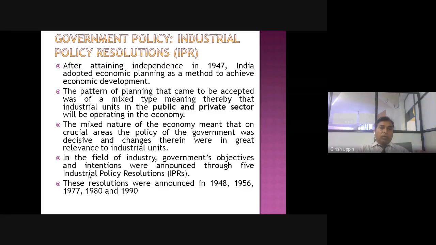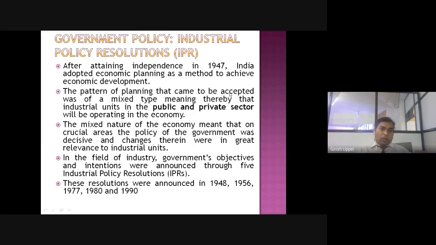Next, we'll look into the government policy, the industrial policy resolution, IPR. So, after independence, when India thought about development, it thought about economic development, how to do that. So, it came up with the industrial policy resolution. The first resolution that came up was in 1947.